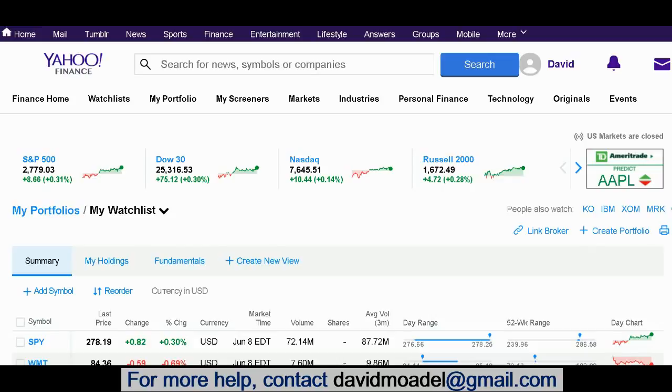So, how to read a stock chart. Maybe you've seen stock charts and you're confused. It's okay. We'll start you at the beginning. One place I like to go is Yahoo Finance, which is finance.yahoo.com. Another good one is Google Finance, which is finance.google.com. And there are other websites that have charts as well. So those are just two of them.